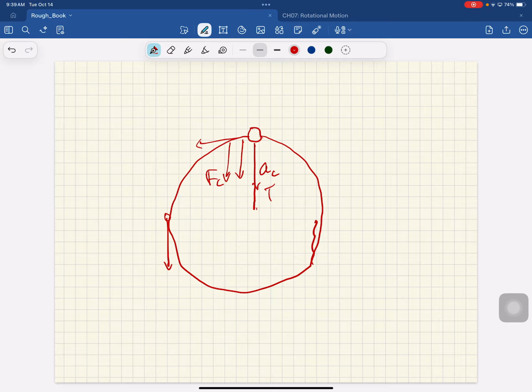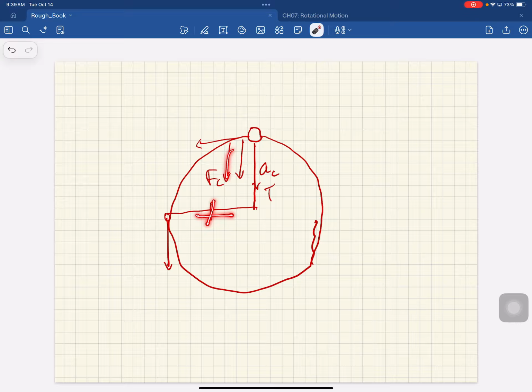Let's do the following. Let's make the string snap. What will happen? That ball will start flying. The instant you snap the string, there's no tension, there's no centripetal force. The ball won't go in a circle anymore. It'll just fly straight. So it would travel perpendicular to the last centripetal force applied? That's right. The instant the string snaps, it'll go straight, perpendicular to the radius, or tangent to the circle.